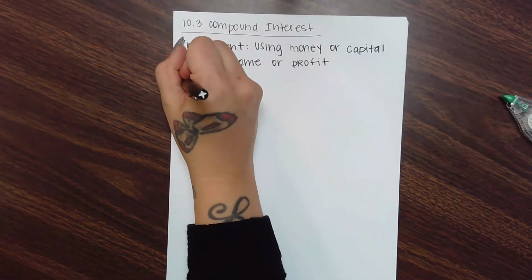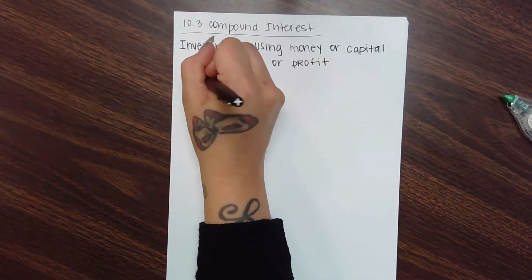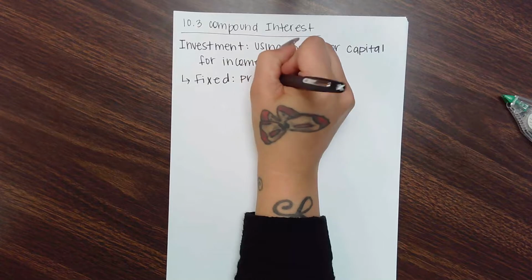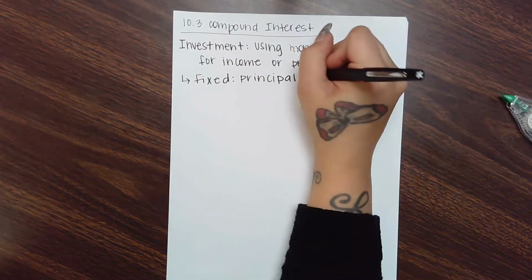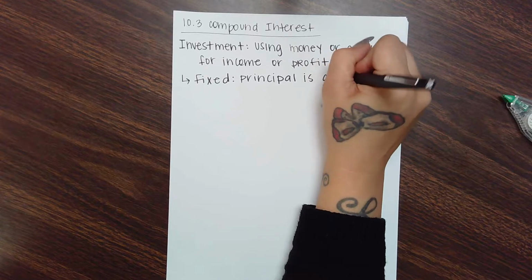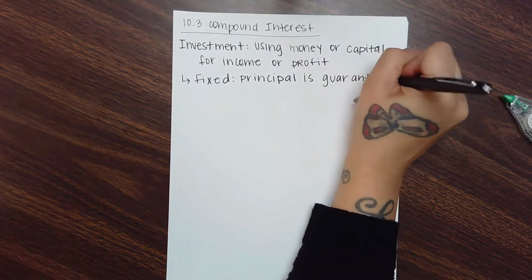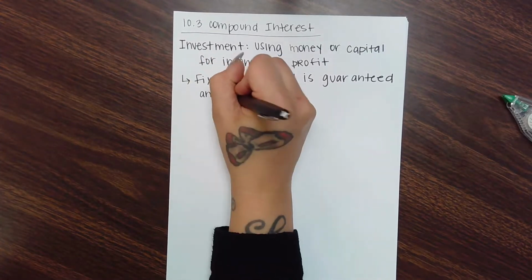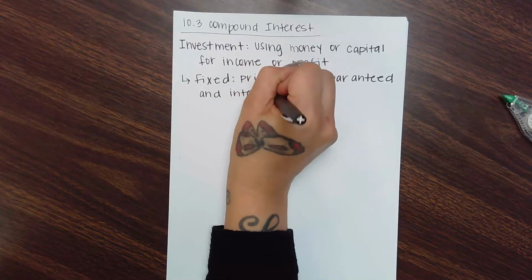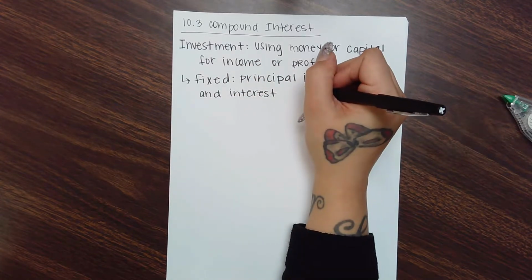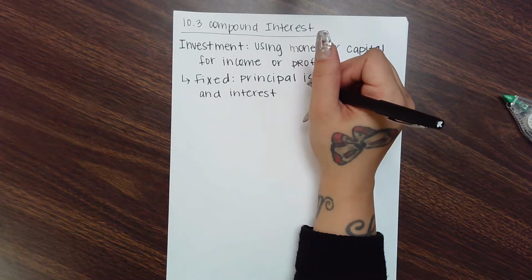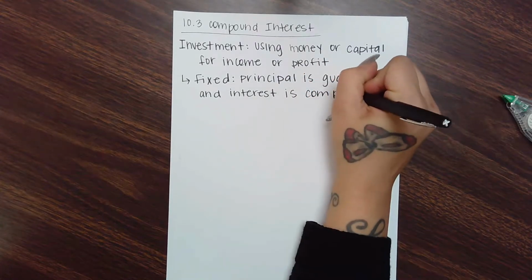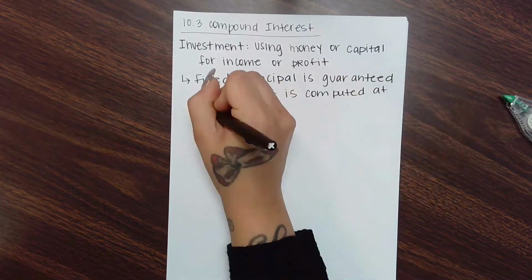The first type of investment is a fixed investment, and this is where the principal is guaranteed and interest is computed at a fixed rate.